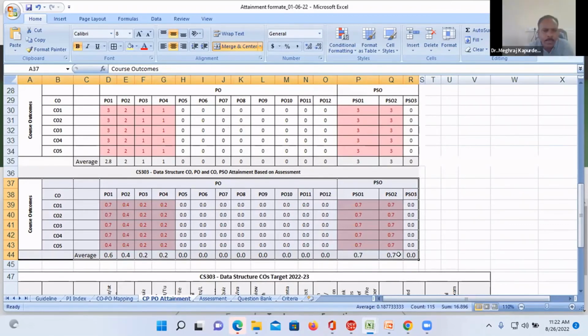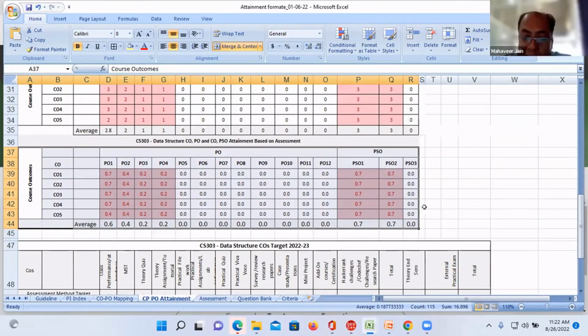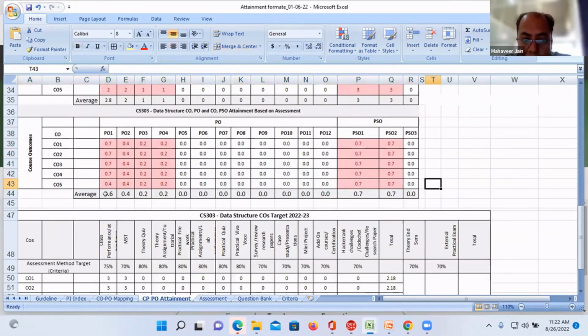Yes, sir. So finally, this is the average of the attainment level. When we calculate the overall PO attainment level, my course will contribute this. So this is the average, the highlighted one. I will give this average to my NBA coordinator, because in semester 5 courses are teaching.